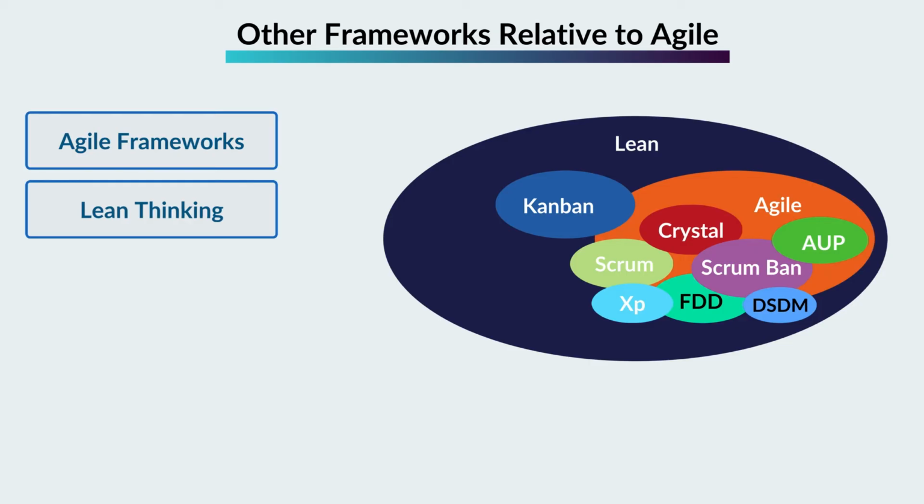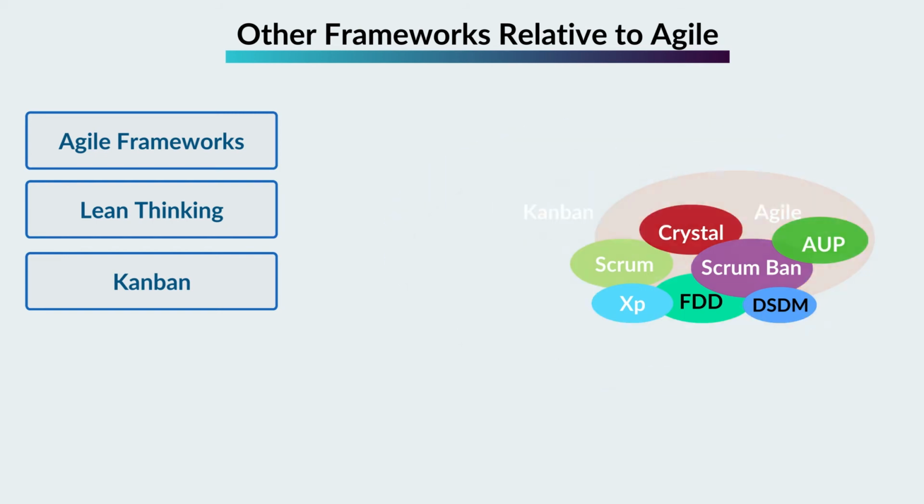Kanban. Kanban is a visual management system that helps teams track and manage work. It is often used in combination with other Agile methodologies. Kanban's primary focus is on visualizing work, managing flow, and reducing the work in progress items. It is highly adaptable and can be applied to various workflows and industries.